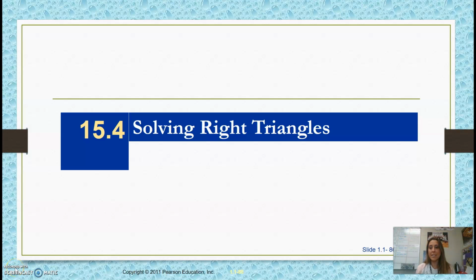Good morning, functions class. All right, we are going to start solving right triangles. So I covered this in class yesterday, which was May 5th, Cinco de Mayo. All right, so we are going to go ahead and get this in your notes.